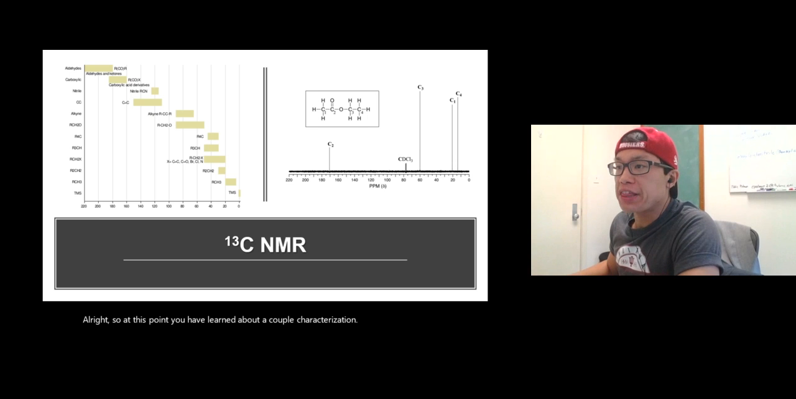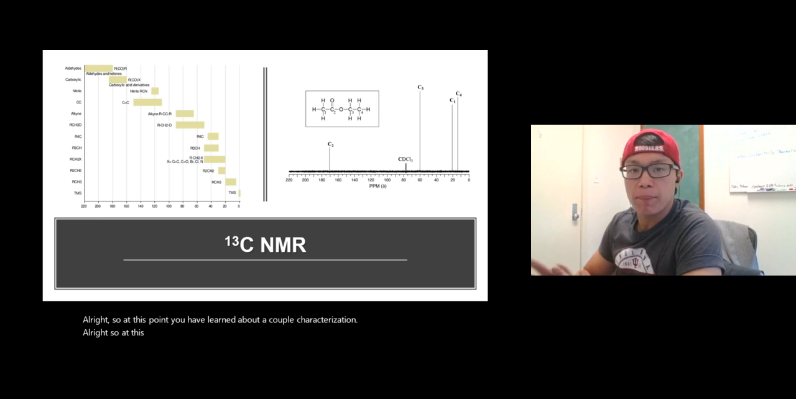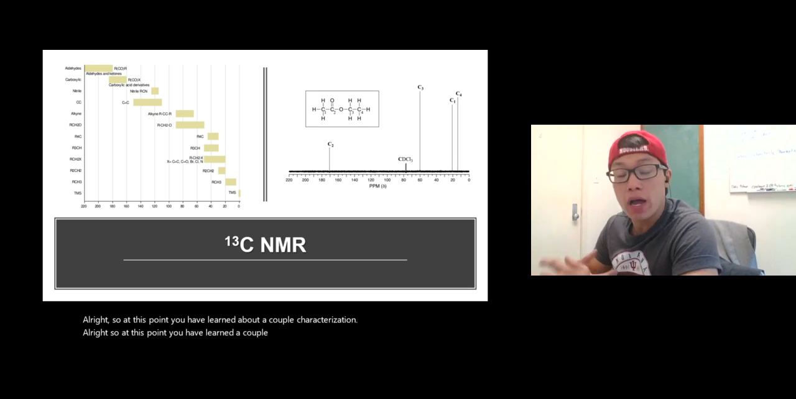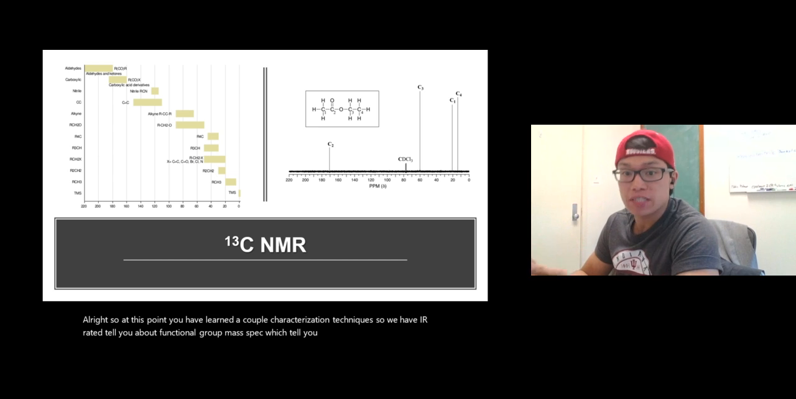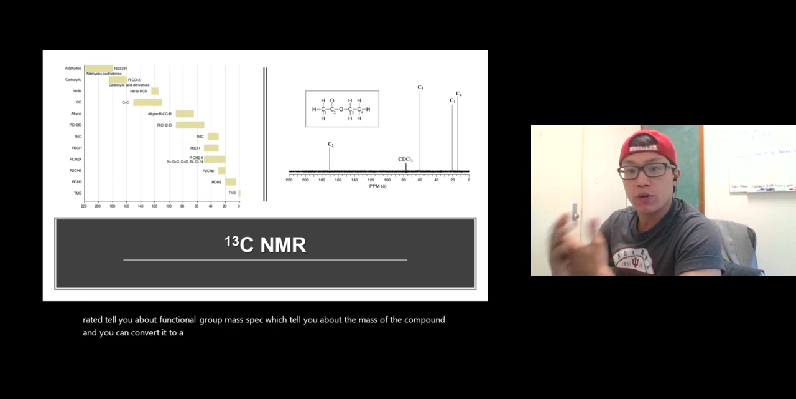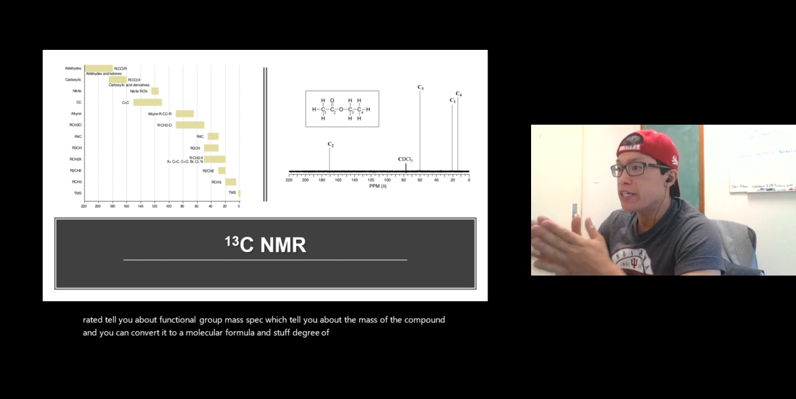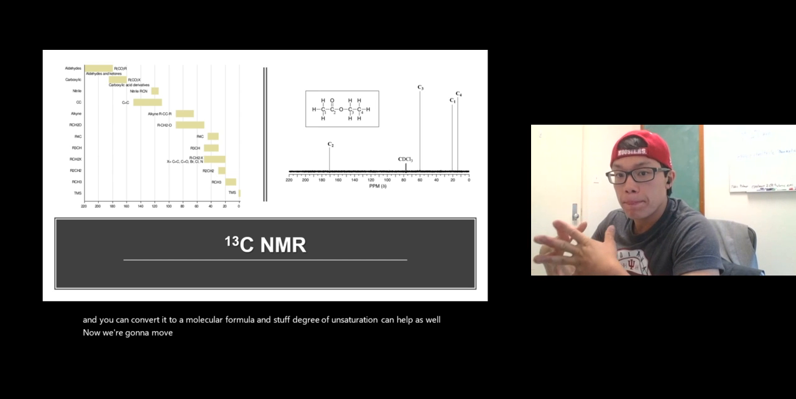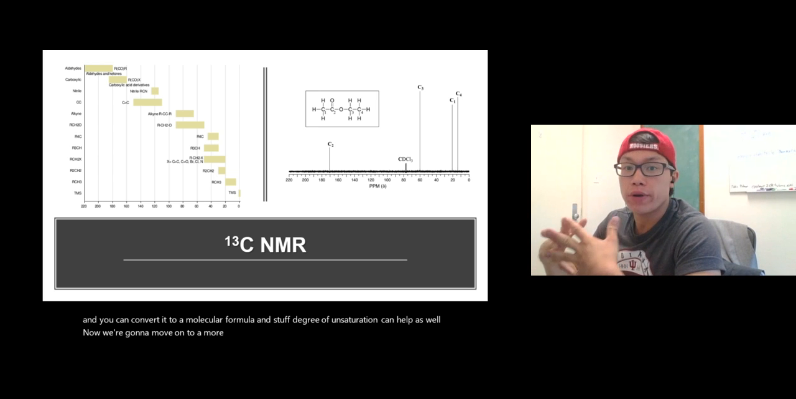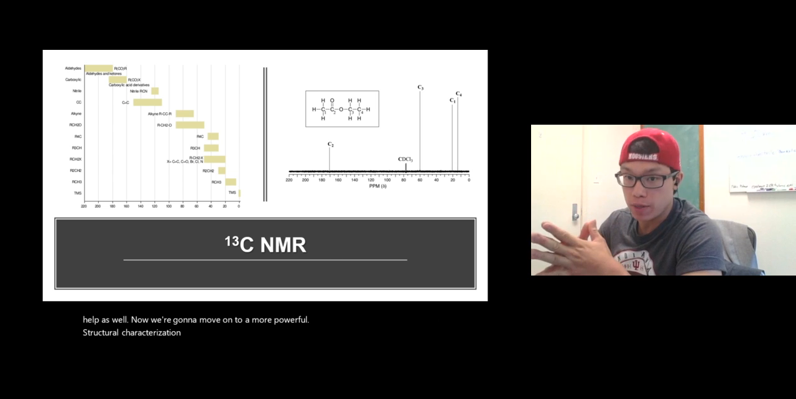All right, so at this point, you have learned a couple characterization techniques. So we have IR, which tells you about functional groups, and mass spec, which tells you about the mass of the compound, and you can convert to a molecular formula. Degree of unsaturation can help as well. Now we're going to move on to a more powerful structural characterization technique we call carbon NMR.